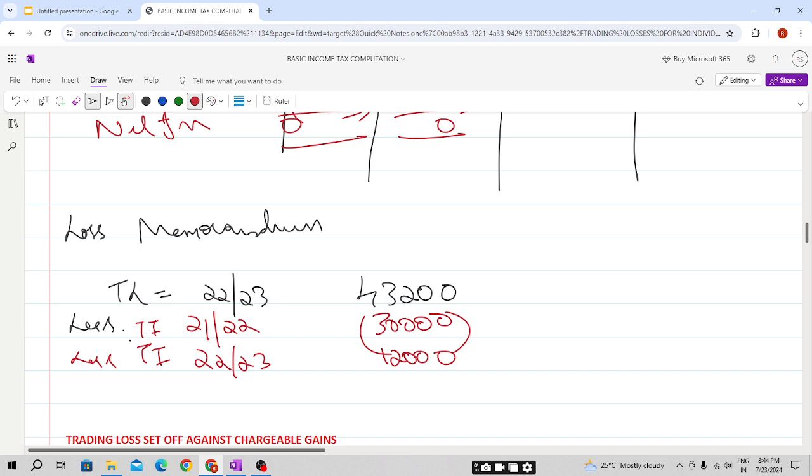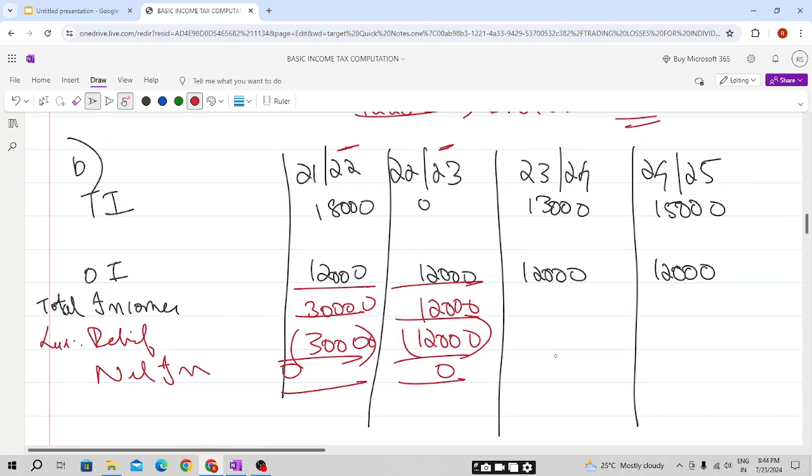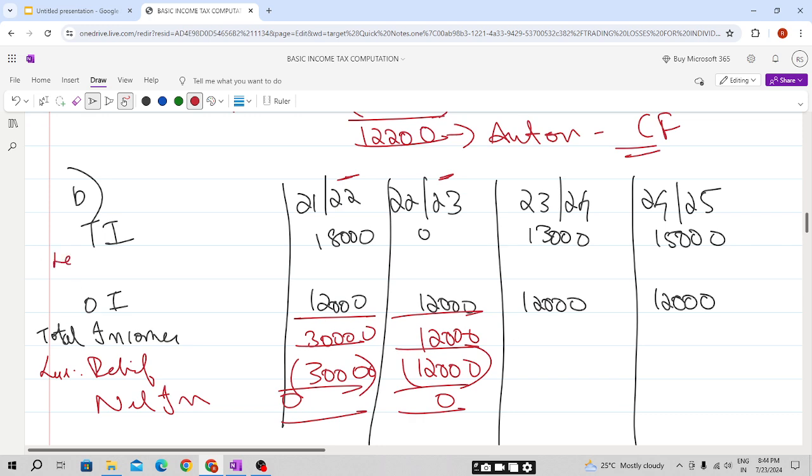Now, the remaining loss is still, students, 43,200 minus 30,000 minus 12,000. Still 1,200 loss is there, so we can carry forward it. And when we carry forward it, it will be set off against the trading income only, students. Please do keep in mind. So here 1,200.